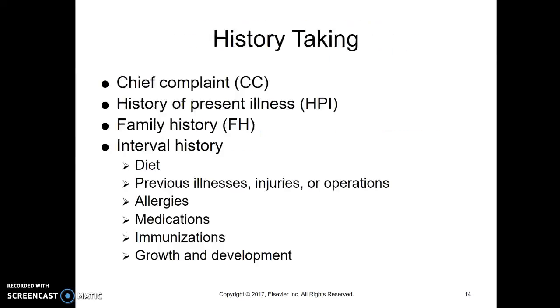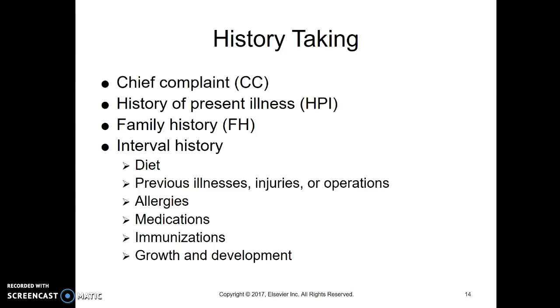History taking like you're used to with adults. We want to know the chief complaint, the history of the illness, the family history. Do certain things run in the family? But we also want to know about their usual diet. We have 100 different formulas. I'm not kidding. It's over 100 different formulas for babies at children's hospitals.